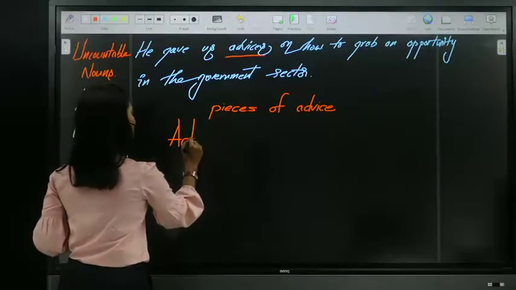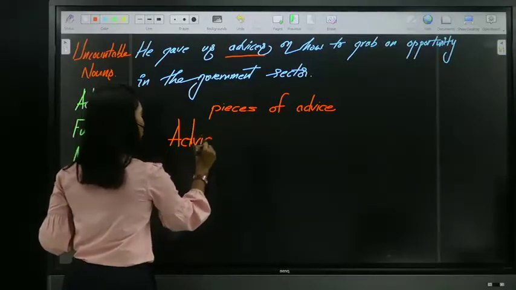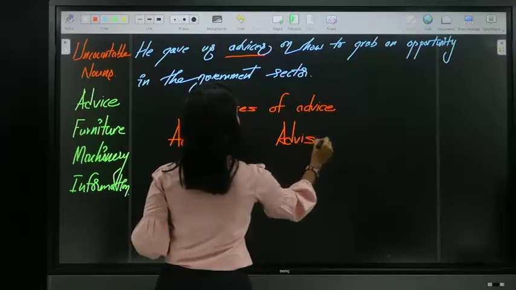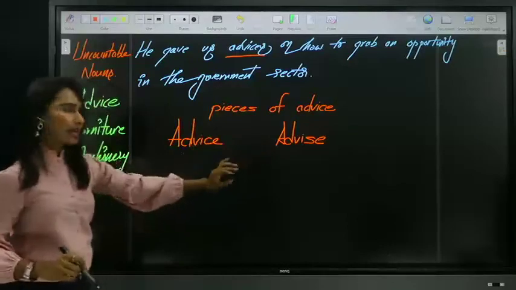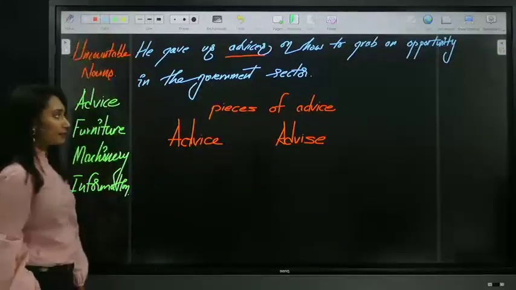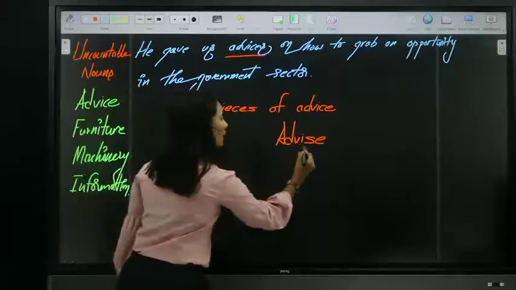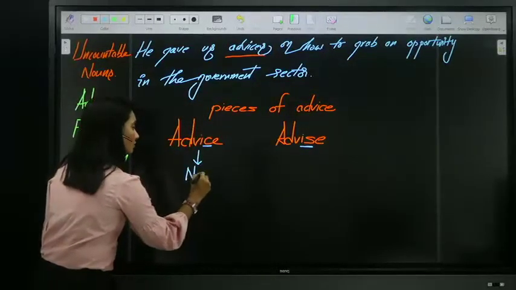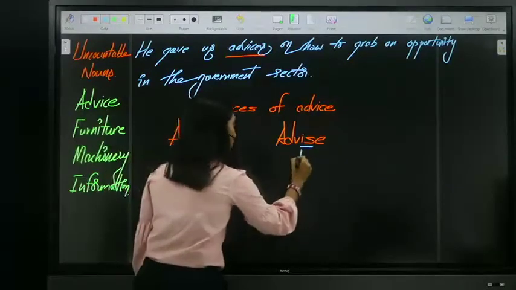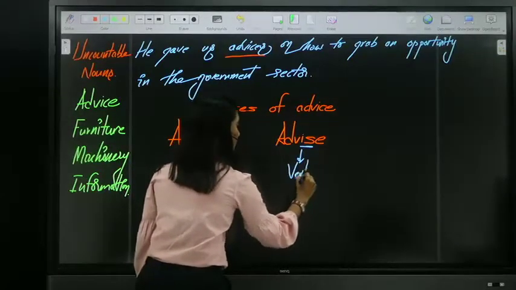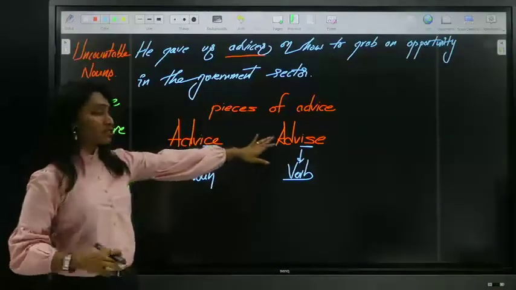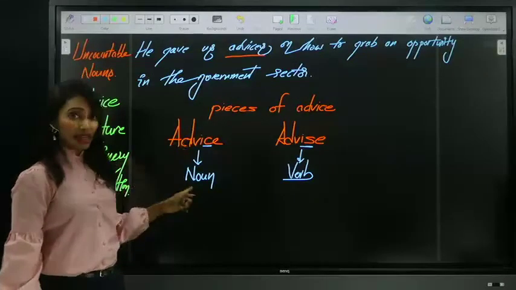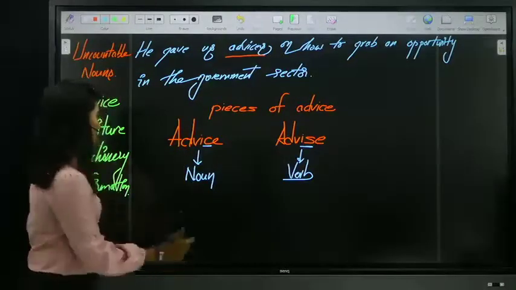But remember, guys, there is another word: ADVISE. What is the difference between ADVICE and ADVISE? What is CE? What is SE? Remember, advice with CE is a noun, whereas advise with SE is a verb. So you can use it with S in third person singular, but you can never use S with the noun. So let me give some examples.